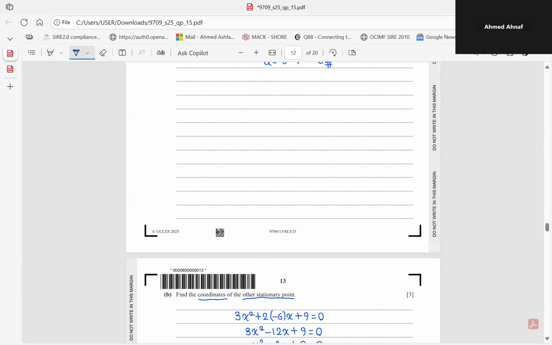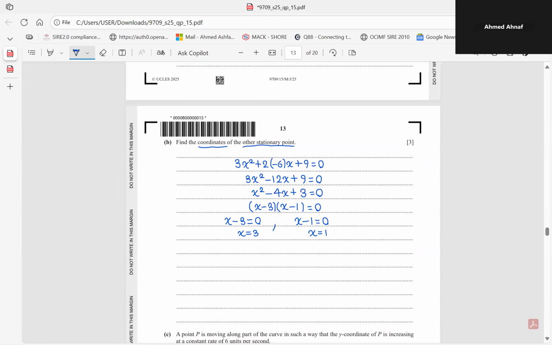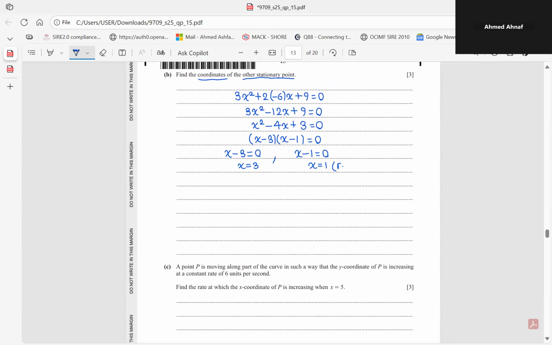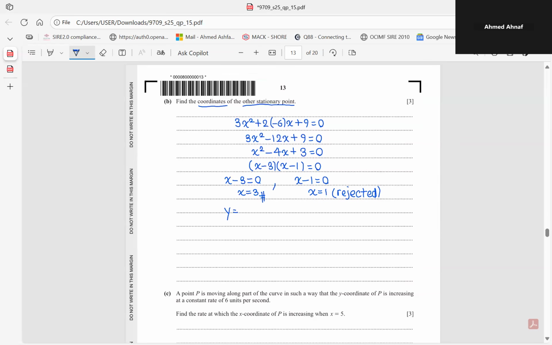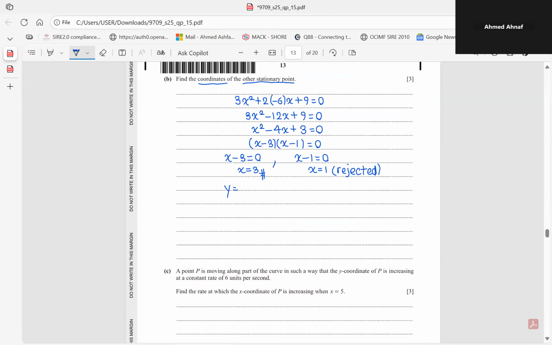But we were already given the stationary point with the x coordinate 1. So we're going to have to reject this because they want the other stationary point. Okay, so we'll only take x equals 3. Now, since they want coordinates, we'll have to find our y point. So we're going to have to substitute it into there.